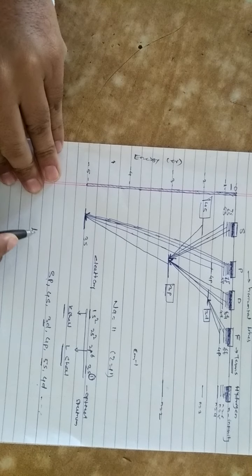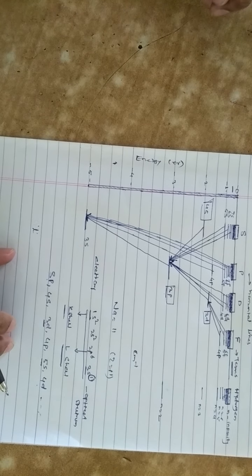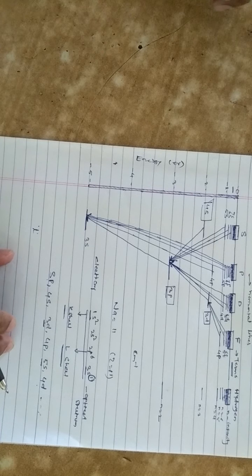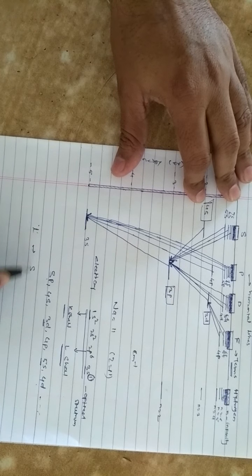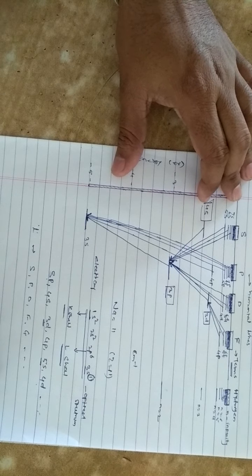Small l means what? The orbital quantum number. The levels are termed as S, P, D, F, G, and so on.